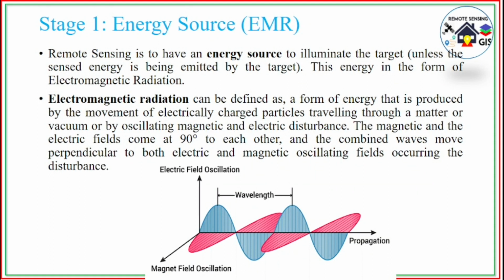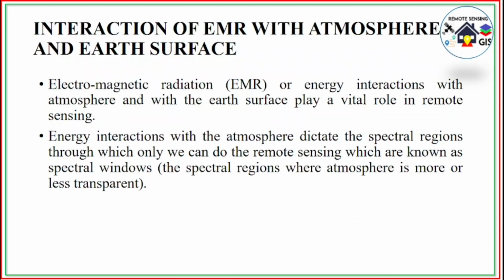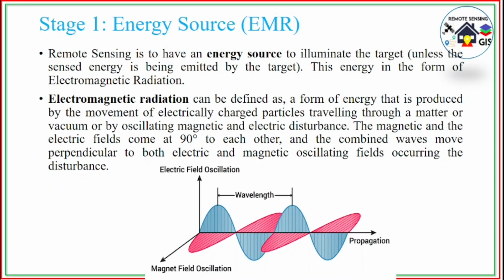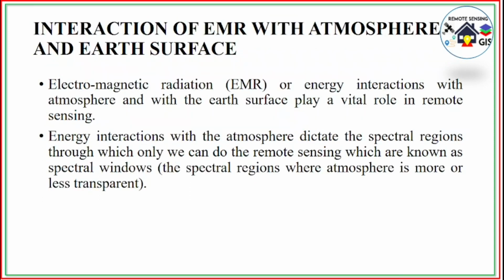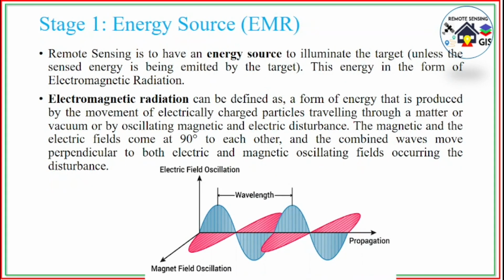We know the energy coming from the sun is in the form of electromagnetic radiation, and it basically consists of two fields. One is the electrical field and the second is the magnetic field, and both these fields travel at the speed of light. These are the previous slides we will cover, and today's class is all about the interaction of EMR with the atmosphere and earth surface. Before that, when we study EMR, two characteristics of EMR are very important, and what are those?